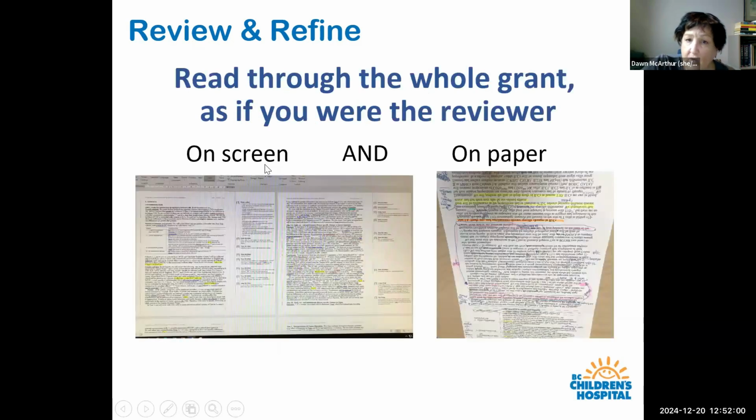We like to read through the whole grant as if you were the reviewer and do it on screen, do it on paper, doesn't matter. I always draw circles and arrows on paper, and you can't really do that on screen as easily. I mean, you can annotate a PDF, but it's not quite the same.